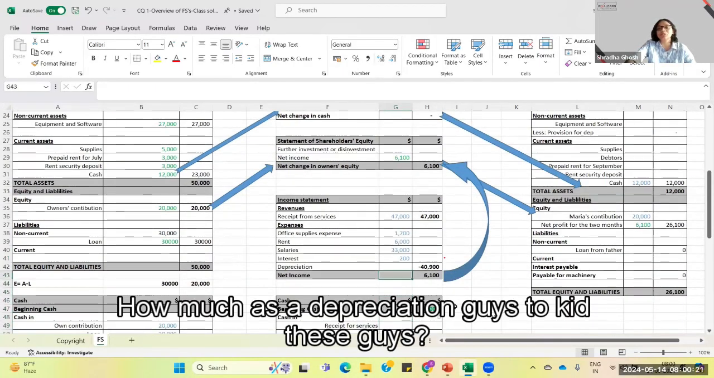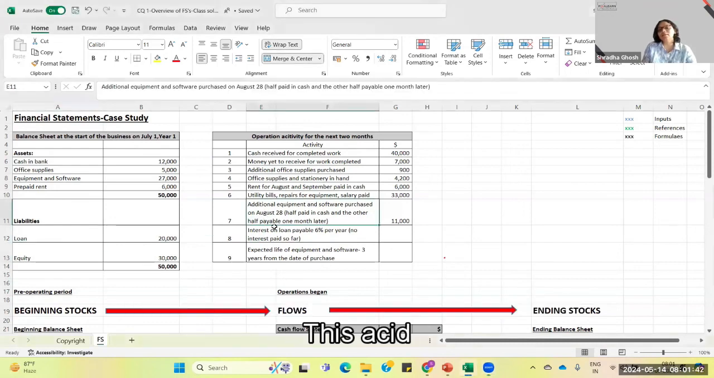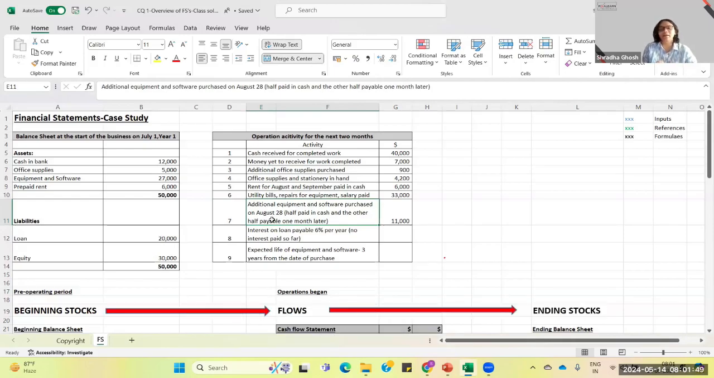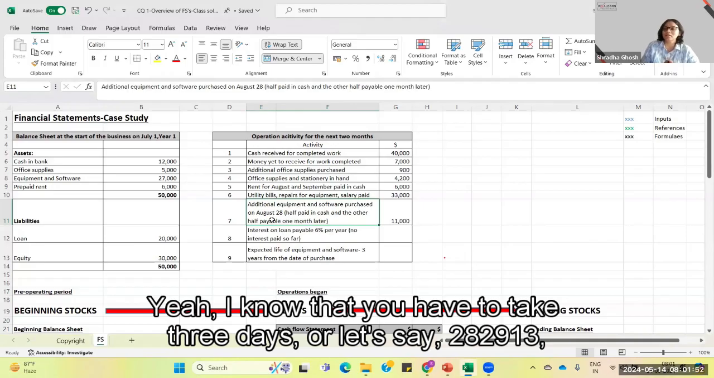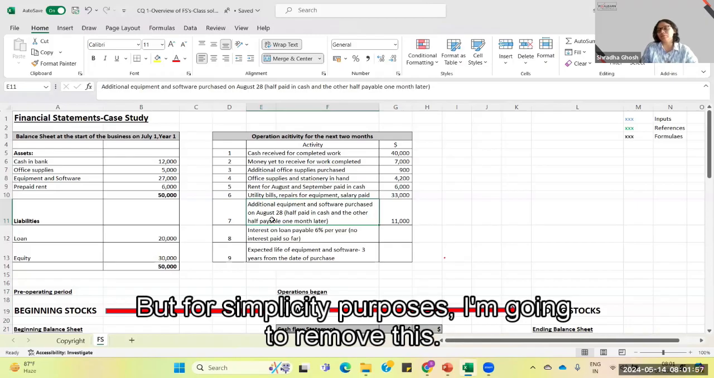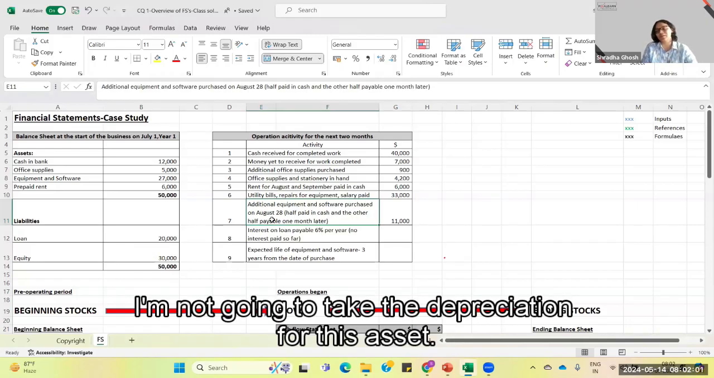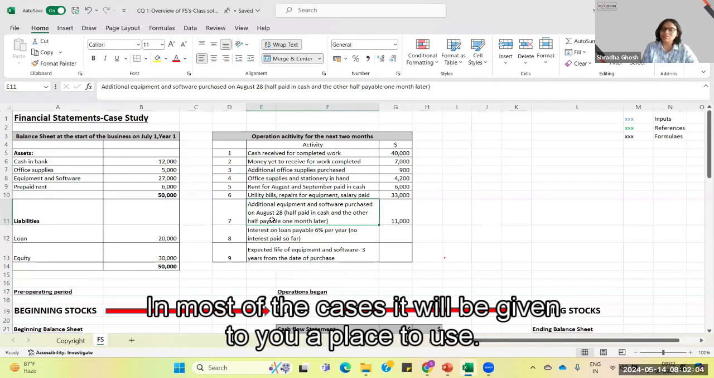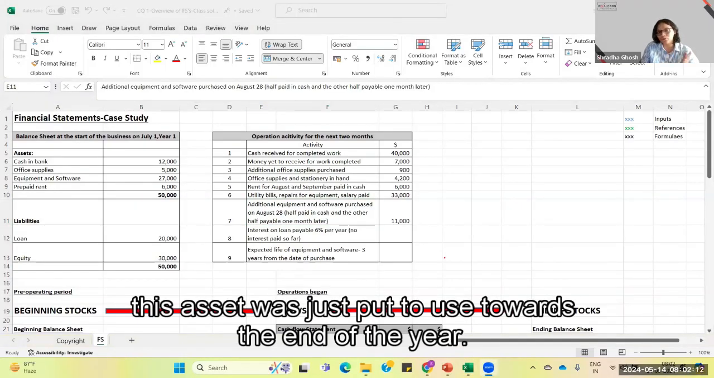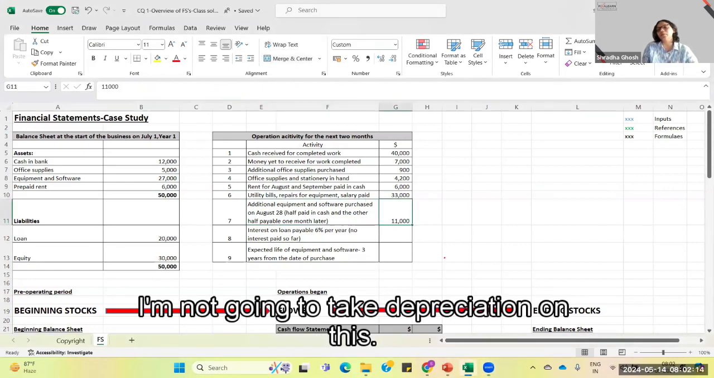How much is the depreciation, guys? Look at this, guys. This asset was bought on 28th of August. That means the asset was bought towards the end of the year. And yeah, I know that you have to take 3 days, or let's say 28, 29, 30, 31 as a depreciation. But for simplicity purposes, I'm going to remove this. I'm not going to take the depreciation for this asset. Okay. In most of the cases, it will be given to you, placed to use. But see, generally, this asset was just put to use towards the end of the year. I'm not going to take depreciation on this.